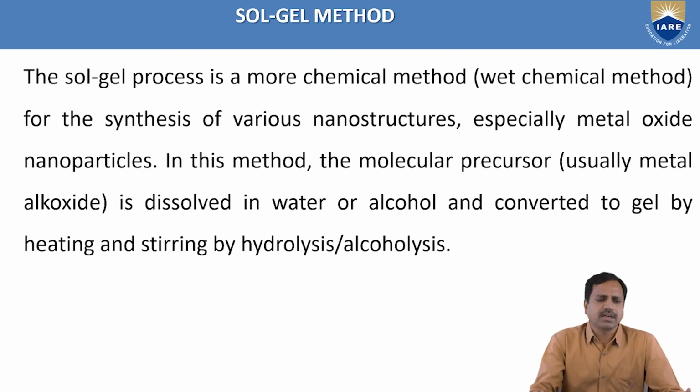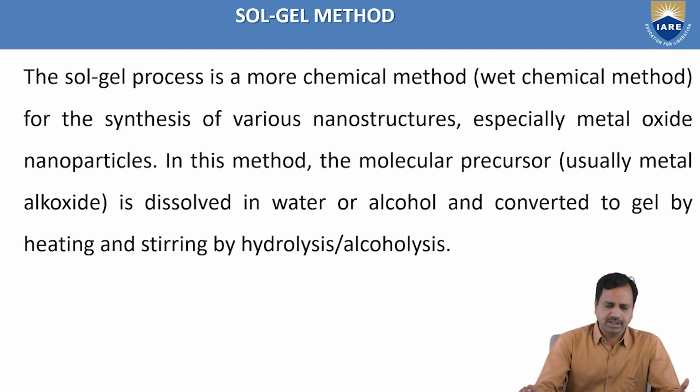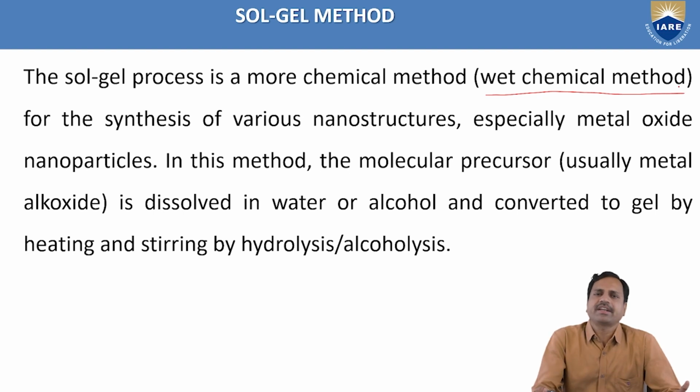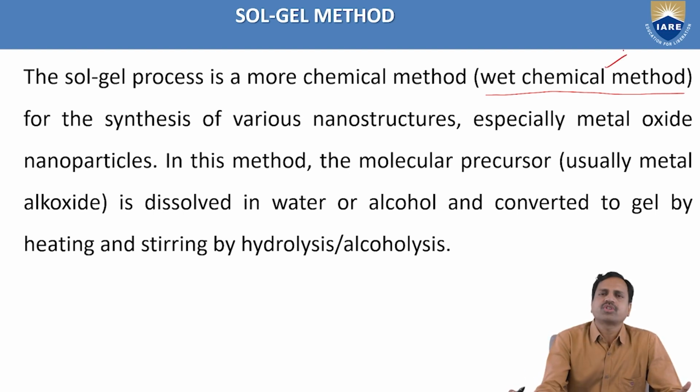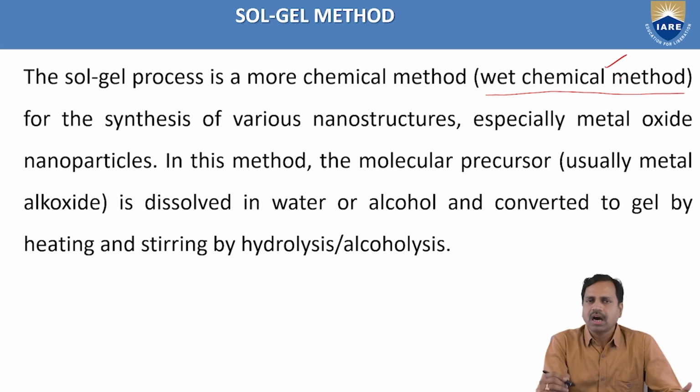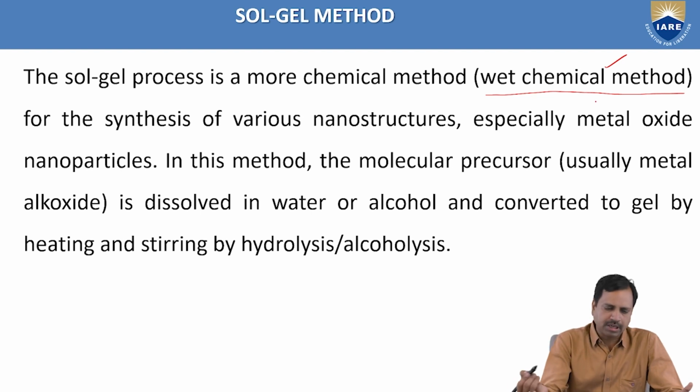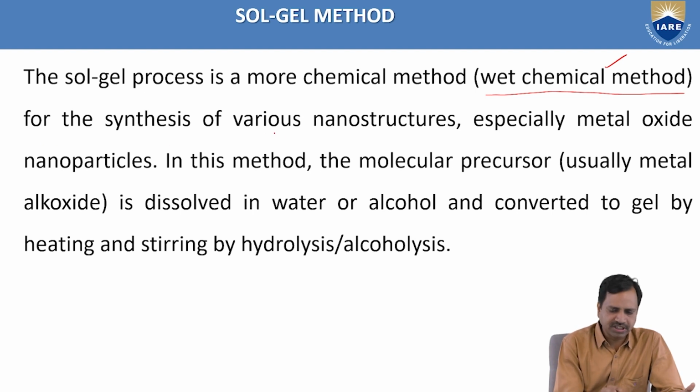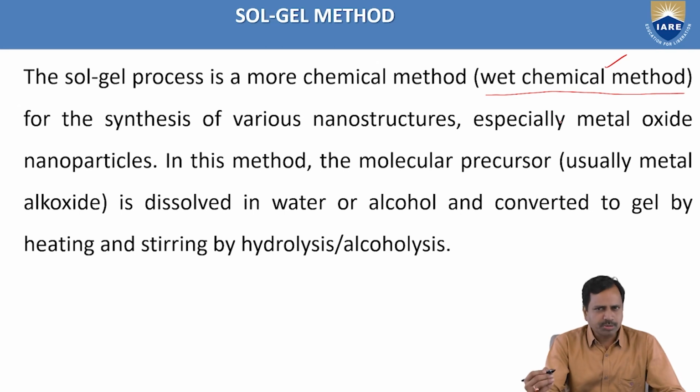Then we'll see what the sol gel method is. The sol gel process is a wet chemical method, because it is done in the wet laboratory, in the solution phase. That's why it is also called a wet chemical method. The other name of the sol gel method is wet chemical method. The sol gel process is a chemical method for the synthesis of various nanostructures, especially metal oxide nanoparticles, which are preferably synthesized by this method.